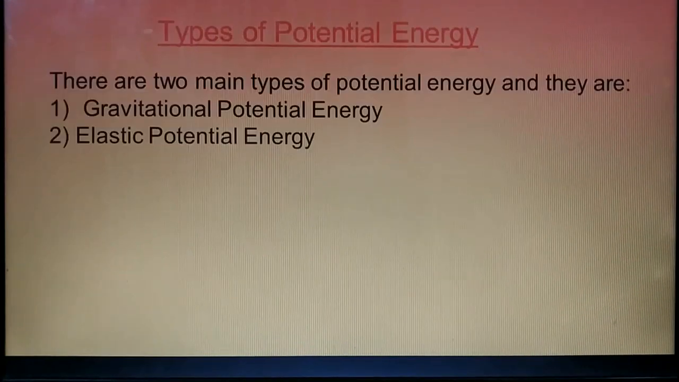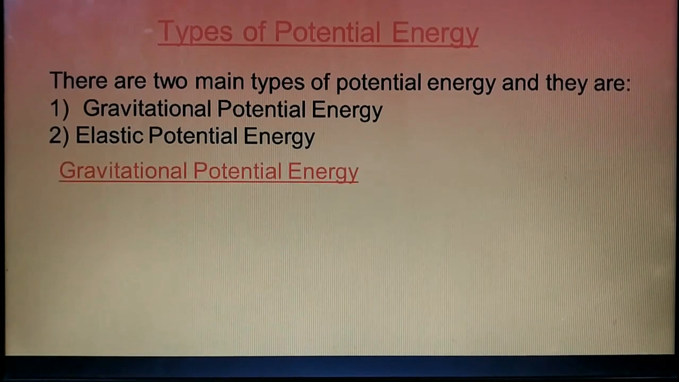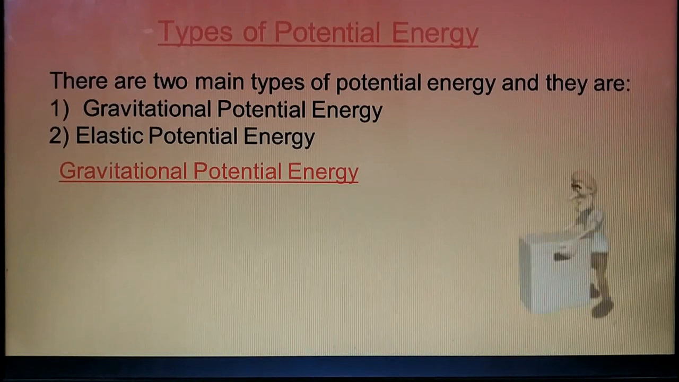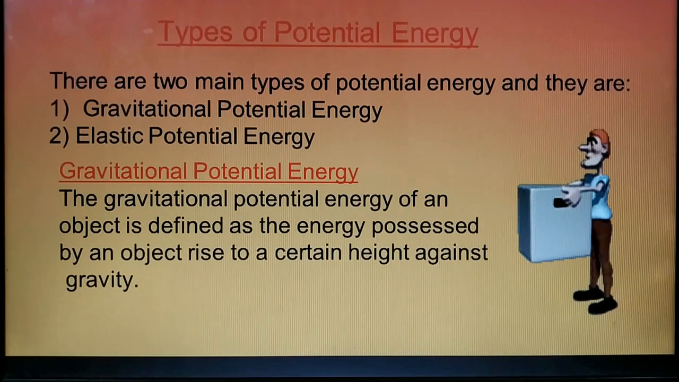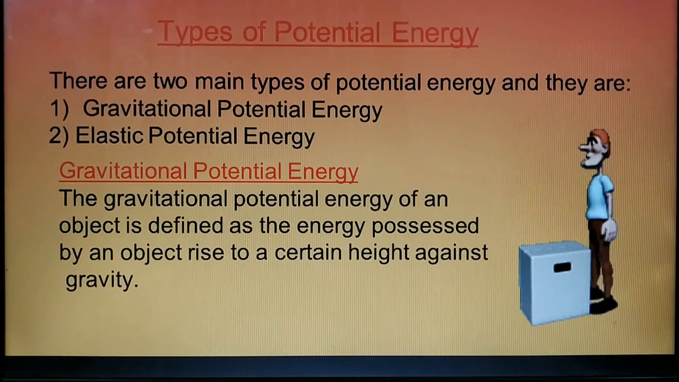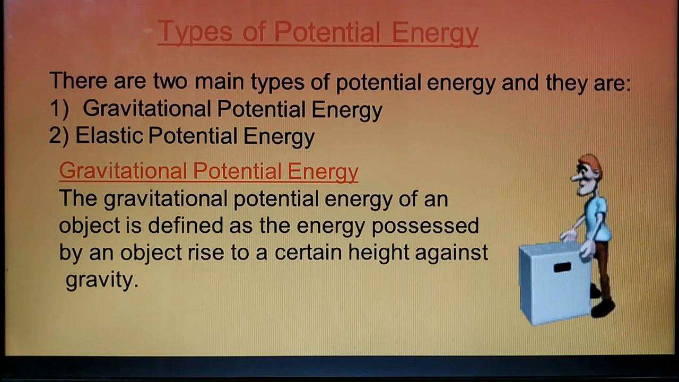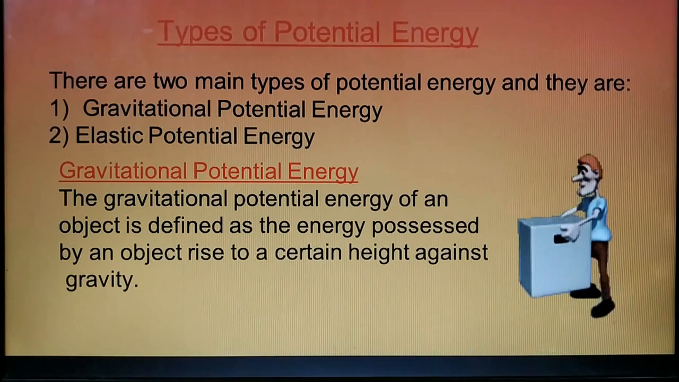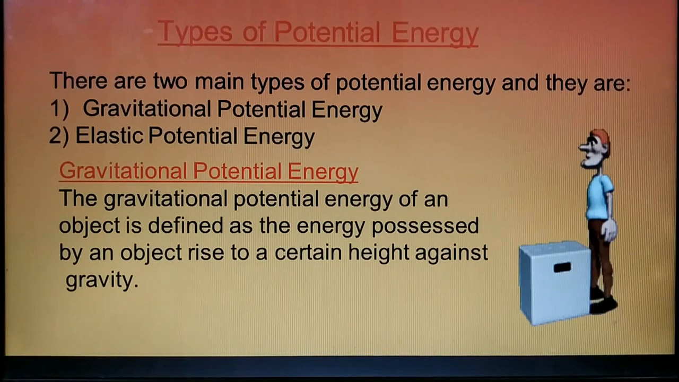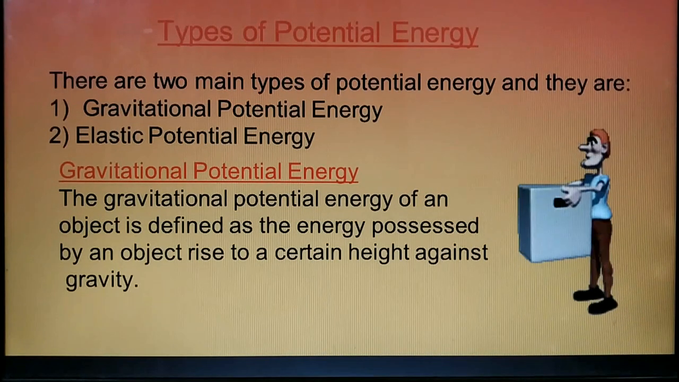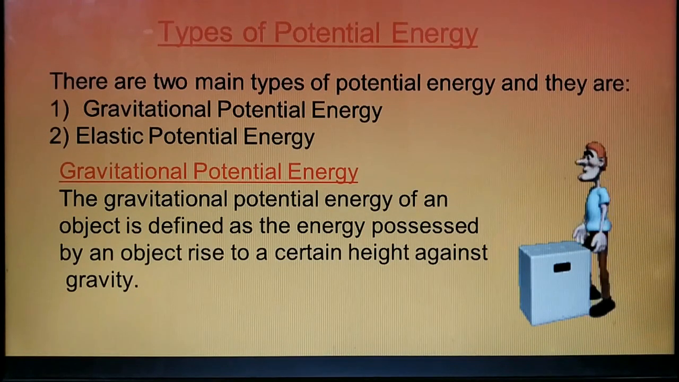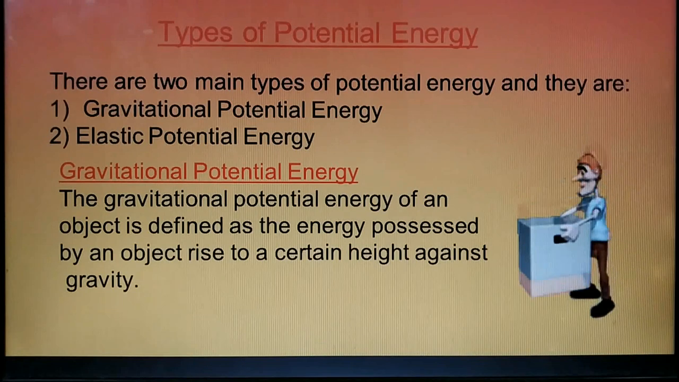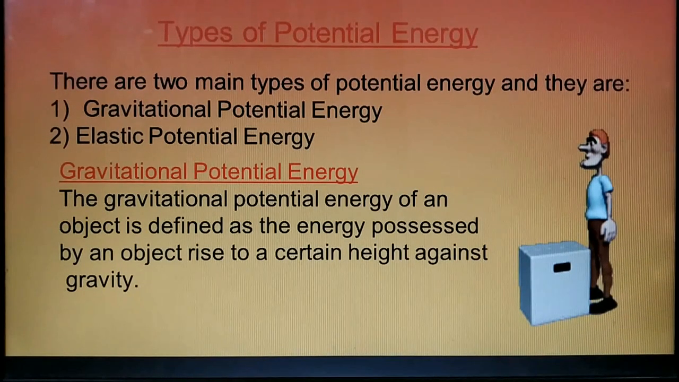Next is the types of potential energy. There are two main types of potential energy. First one, gravitational potential energy. Second is the elastic potential energy. So first I am going to discuss the gravitational potential energy. Gravitational potential energy of an object is defined as the energy possessed by an object raised to a certain height against gravity. मीन्स जब ऑब्जेक्ट को हम अगेंस्ट द ग्रेविटी राइज करते हैं, यू कैन ऑल्सो सी इन दिस एनिमेटेड पार्ट, जब हमने ऑब्जेक्ट को अगेंस्ट द ग्रेविटी राइज करा तो इस बॉक्स के ऊपर जो एनर्जी लगेगी दैट विल बी द ग्रेविटेशनल पोटेंशियल एनर्जी.